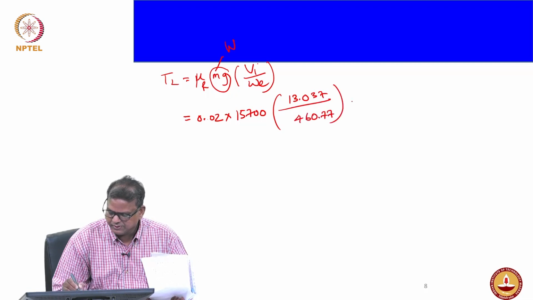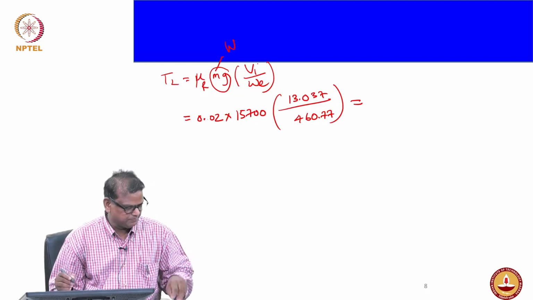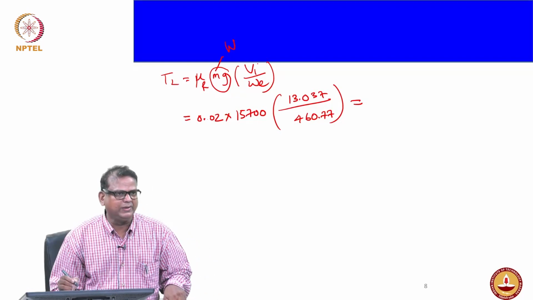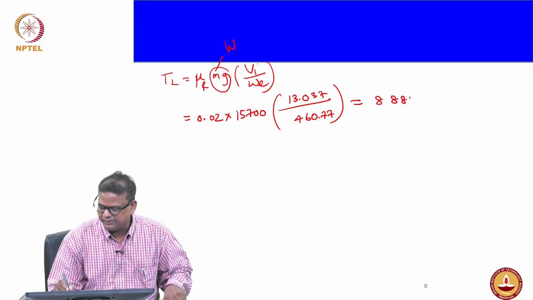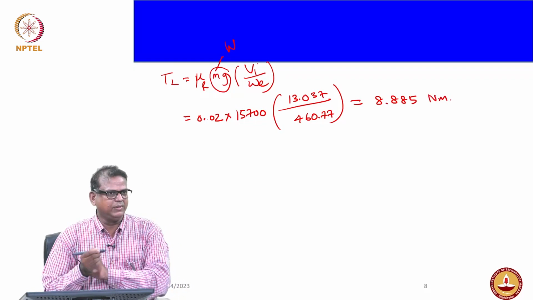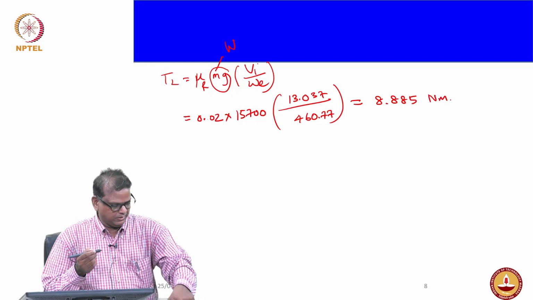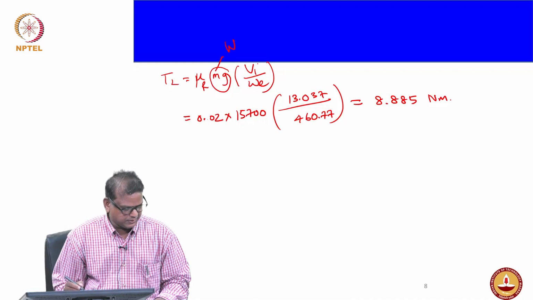460.77. So, tell me what is the value you are getting? Are you getting 8.885? 8.885 Newton meter, that is your load torque. Now, this is fine. So we got the load torque.